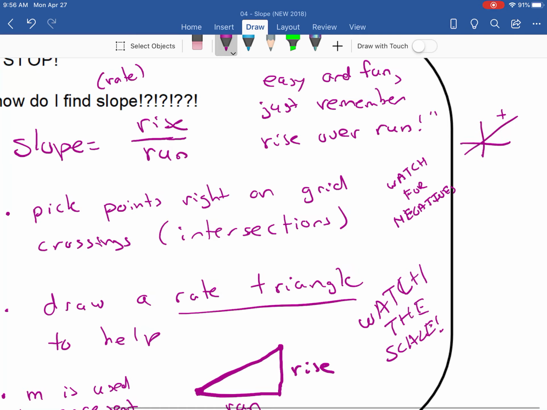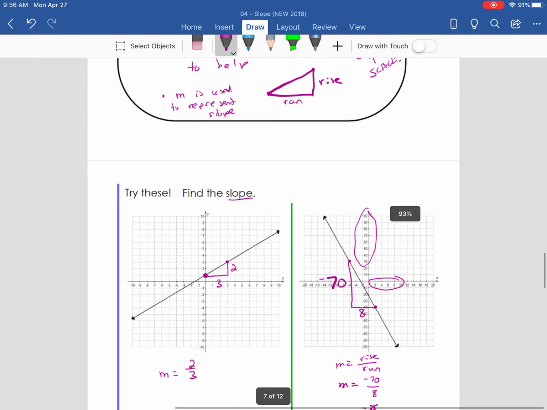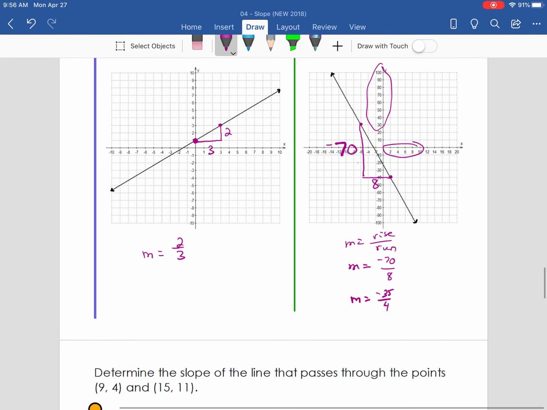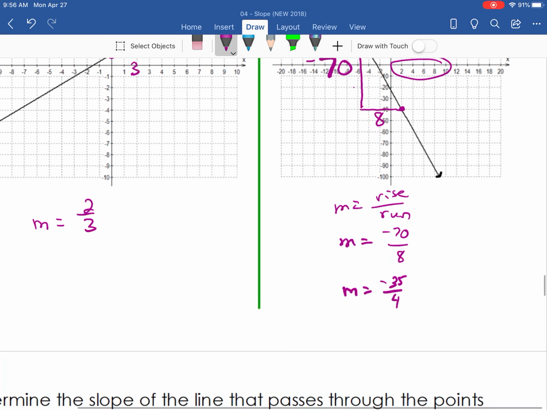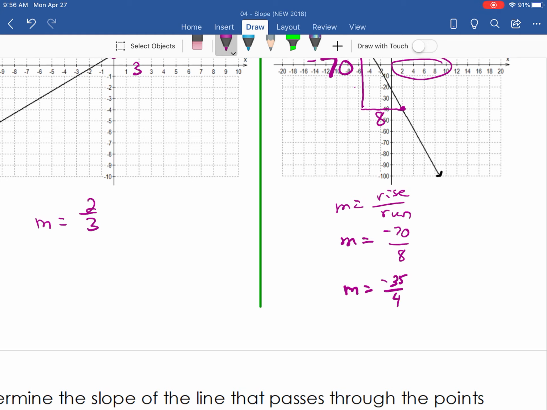So one more over here. Watch for negatives. Something like that, that's positive slope. Something like that, that's negative slope. Little diagram there to help you out to memorize all that stuff.